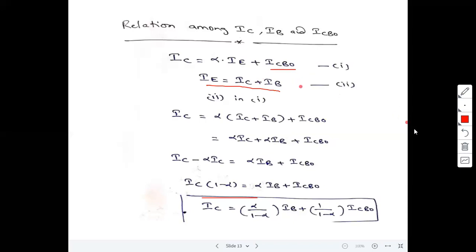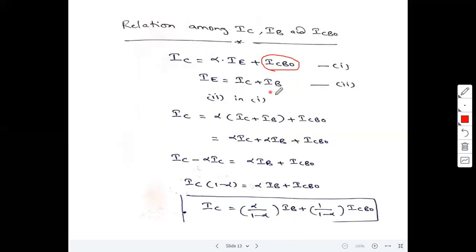Okay, once again here in CB configuration, how can we find the collector current? Here the alpha is there, so that is in CB, right? IC is equal to alpha times IE plus, where we consider the leakage current ICBO. Why? Because it is CB configuration. Okay.